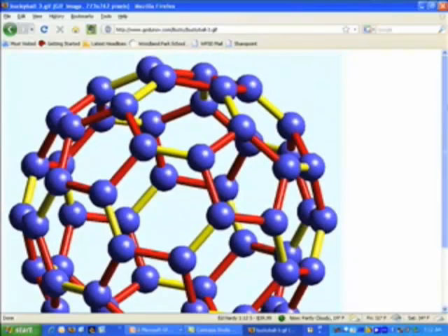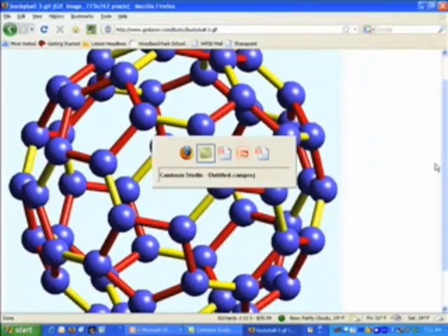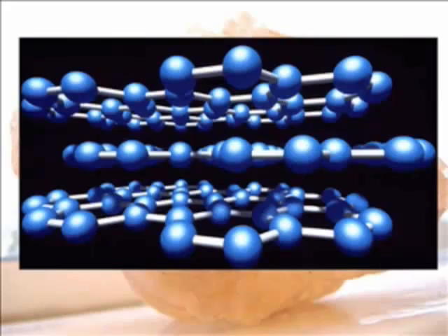These are also called fullerenes. The person that came up with these was Buckminster Fuller. So Bucky from Buckminster, or fullerenes from his last name. That's kind of cool, I think. So that's the buckyball. I think it's intriguing to look at that.